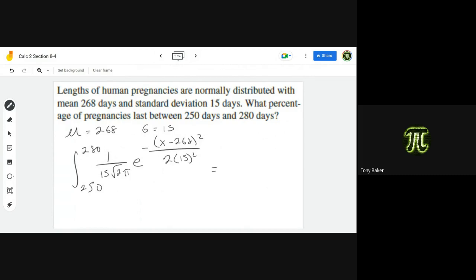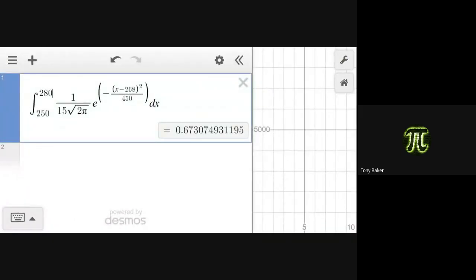All right, how many months is 250 and 280? About 68%.